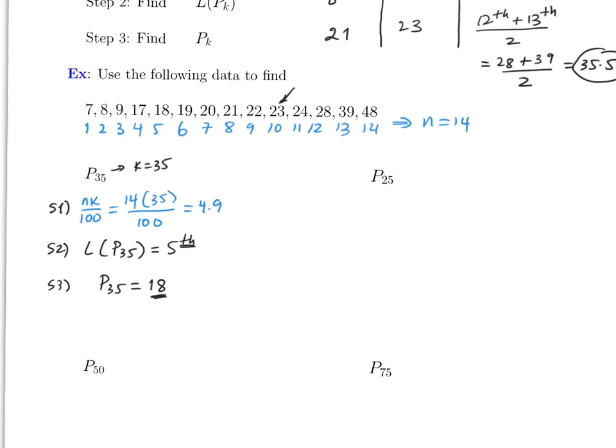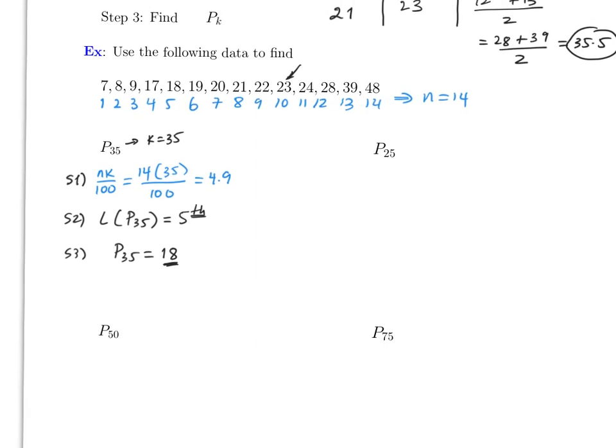Well, you didn't get that one. There are 3 more chances to redeem yourself. So let's try that again. For this one, the value for K is 25. So let's go to the steps again. For step 1, now we're going to do 14, which is the value for N, times 25 divided by 100. And this is equal to 3.5, which again is a decimal.